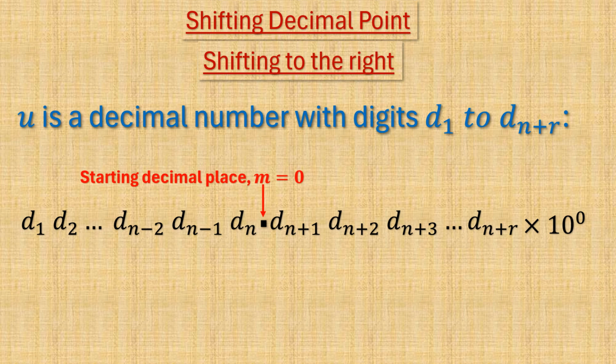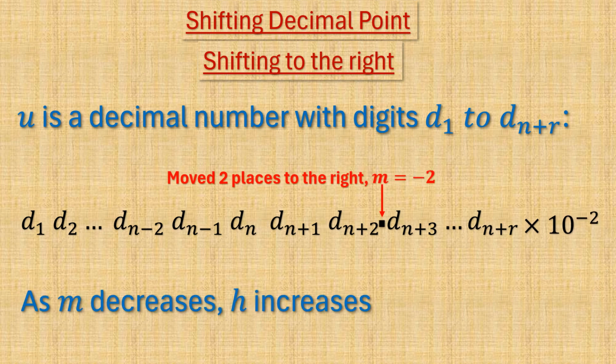M is negative when the decimal point is moved to the right. See, the decimal point moves 2 places to the right and m decreases. As m decreases, h increases.